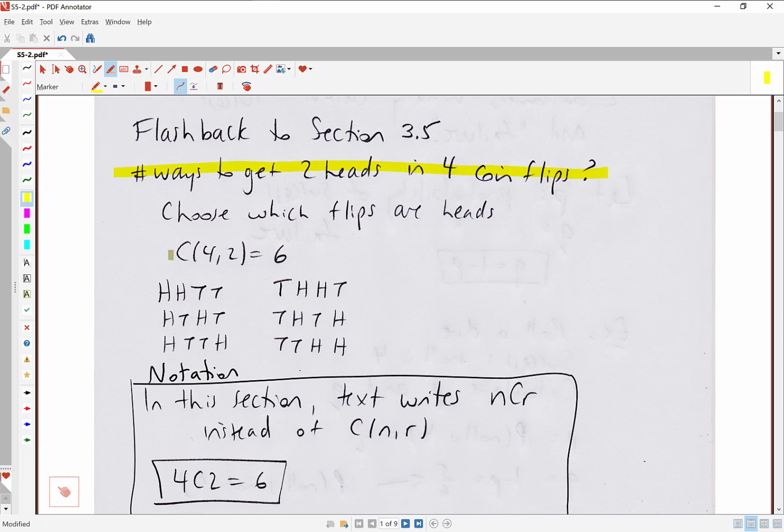So the number of ways to do that, we're going to use a combination because it's an unordered selection. And of the 4 possible flips, we're going to choose 2 to be heads. So C(4,2). If you work that out on your calculator, that's 6. And if you want to really convince yourself that 6 is the correct number, here we've written out the 6 possible ways to get 2 heads in 4 coin flips. So we're going to be using this idea quite a bit in this section.